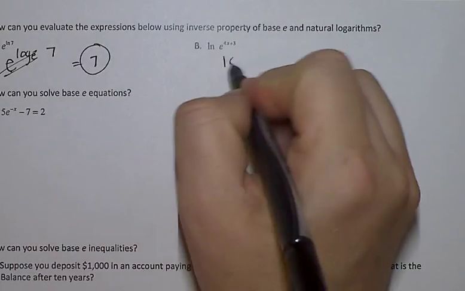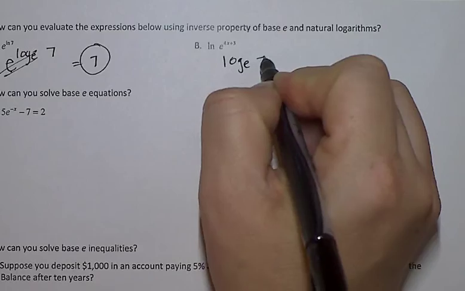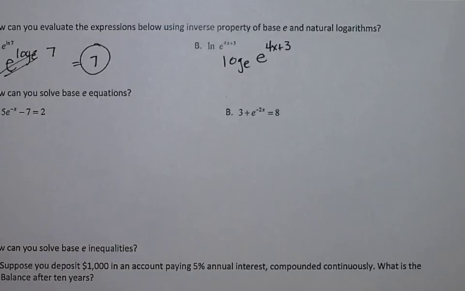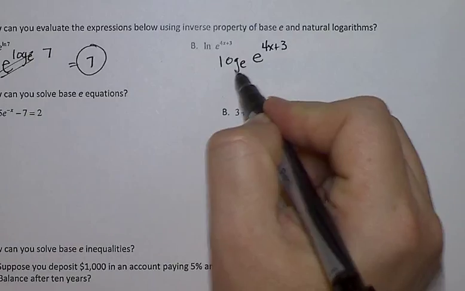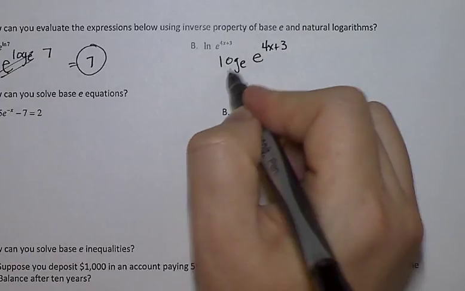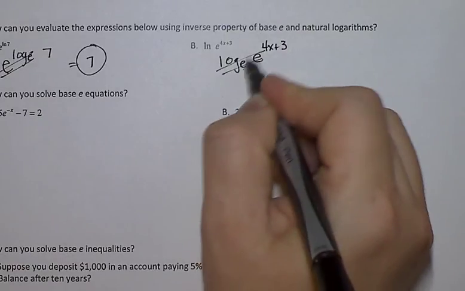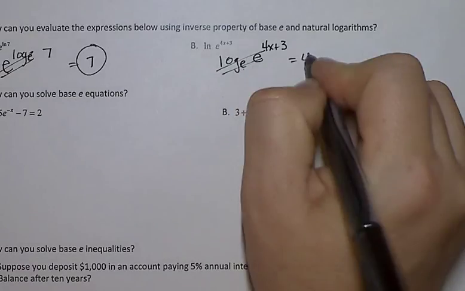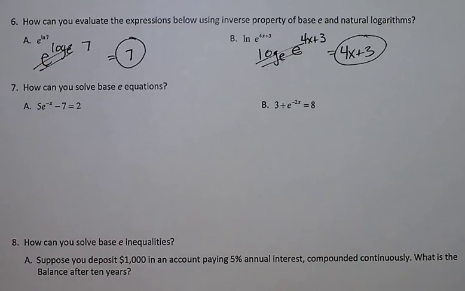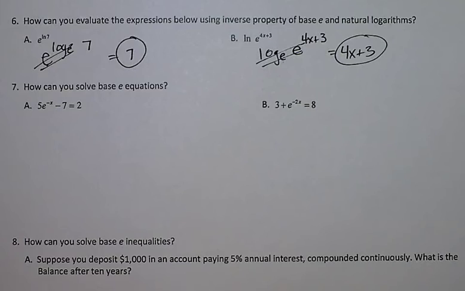Going on to number 8, let's rewrite ln as log base e because they're equivalent. Again, you have learned that log base e followed by e, we can cancel these out because they have the same base, and the number following the base is the same, and we bring down 4x plus 3. Does anybody have questions for me about A or B of number 6? Flip over and find 5.